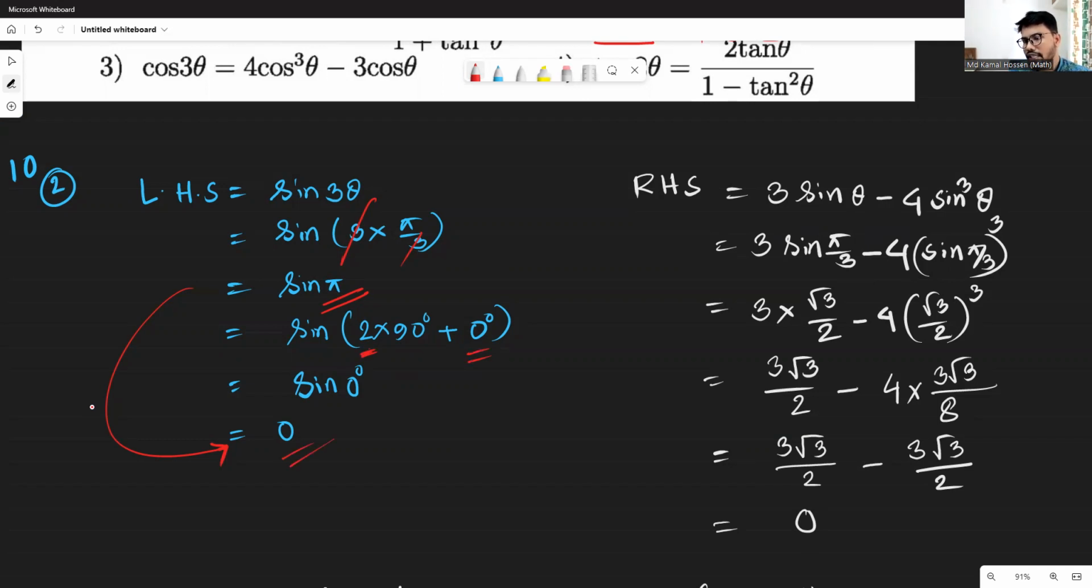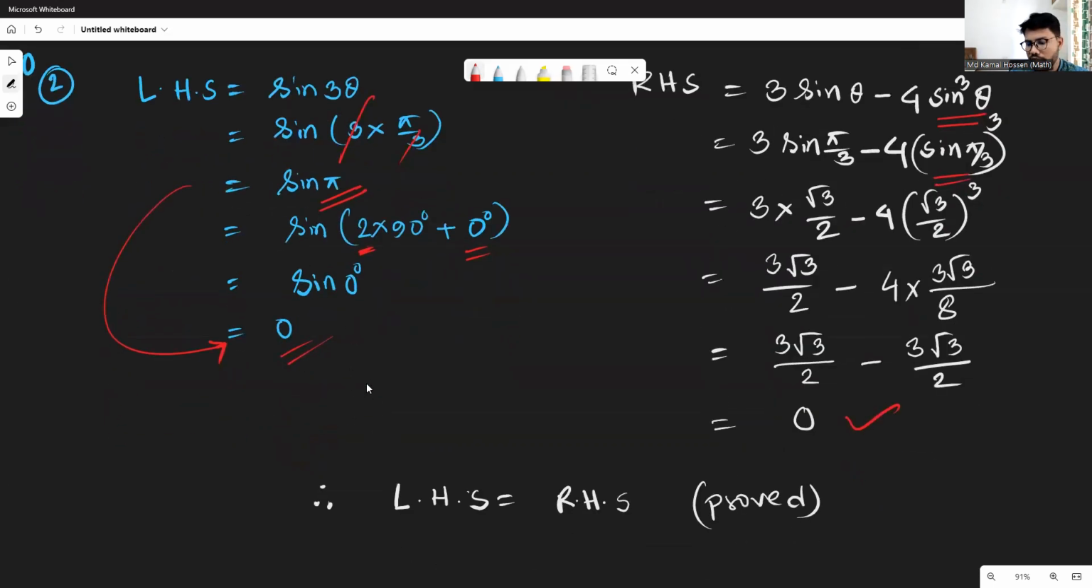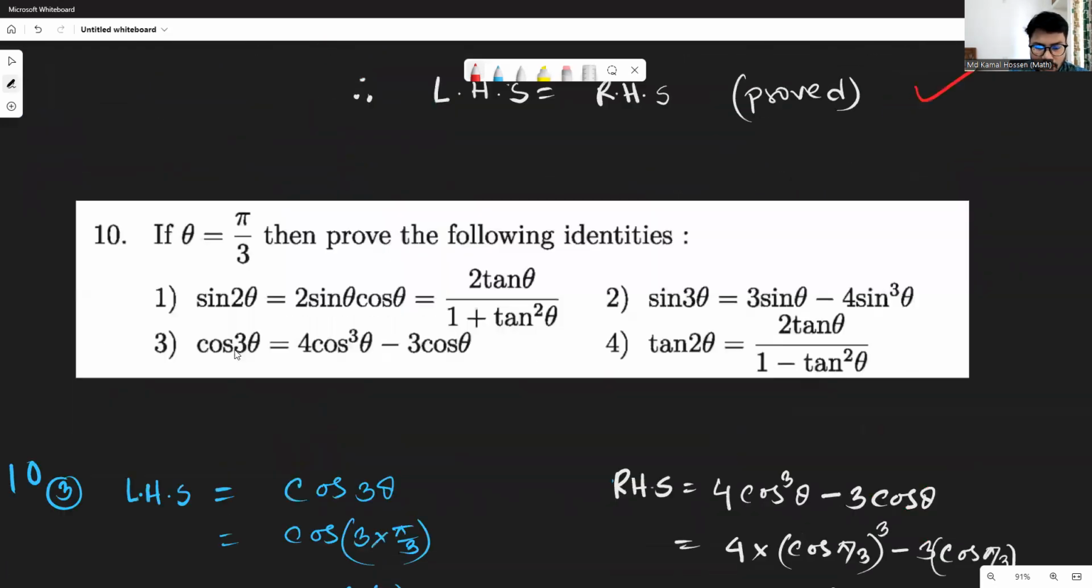So now, on the right side, put the value of theta. This value includes the cube, but the 4 is outside the cube. Just do the simplification, and you will get the value of the left hand side equal to the value of the right hand side. Now do the next question.